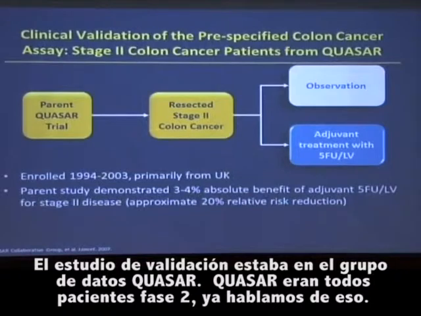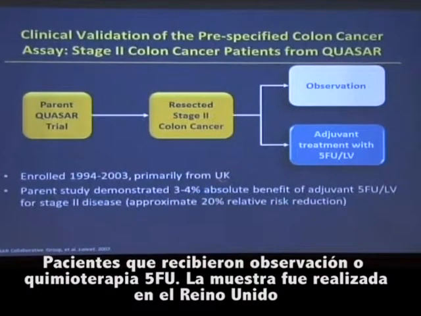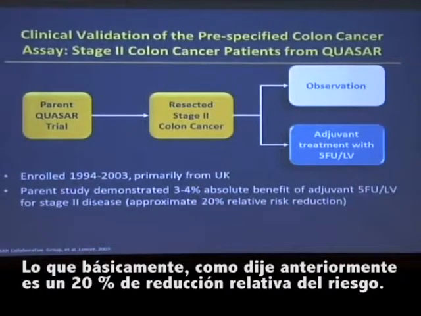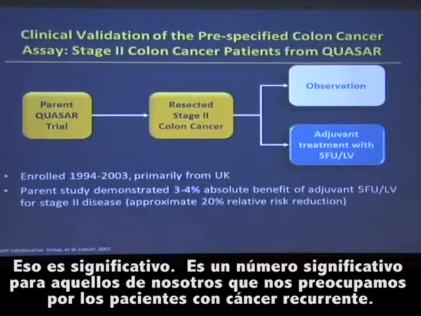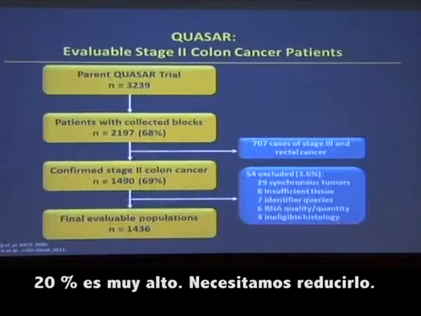QUASAR was all stage 2. We already talked about this. Patients received observation or they received 5-FU chemotherapy. The trial was in the United Kingdom, and there was about a 4% absolute benefit from chemotherapy, okay? Which ultimately, as I said earlier, is about a 20% relative risk reduction. That's significant. That's a significant number for those of us that worry about the patients having the cancer come back. 20% is too high. We need to reduce it.